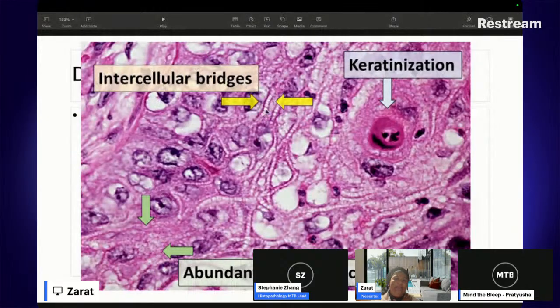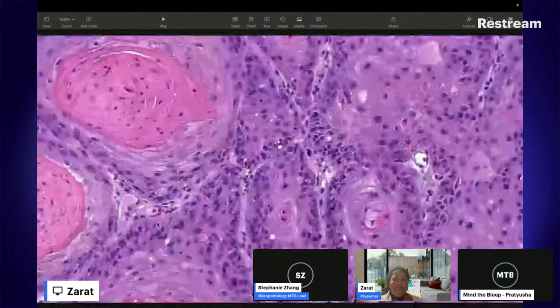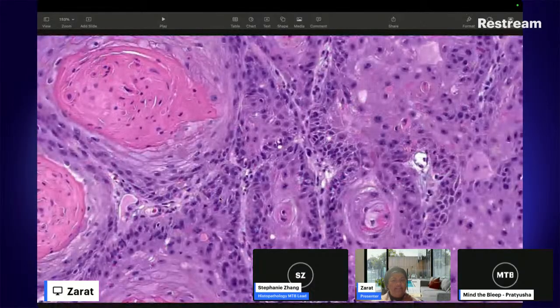So the spines, if you remember, these are called intercellular bridges, the spines of the spinous layer. So they're dying and producing keratin and lots of pink cytoplasm. So that is your squamous cell carcinoma. So again, here, I think you can see that they just look ugly.